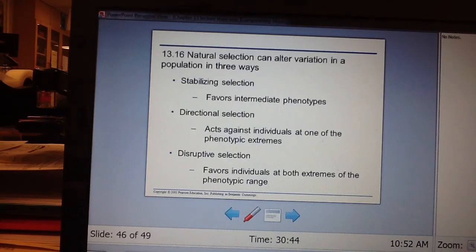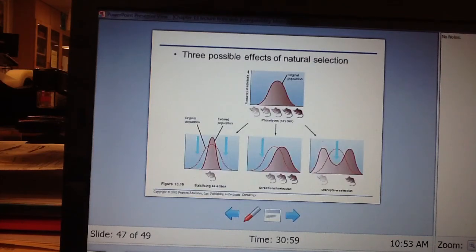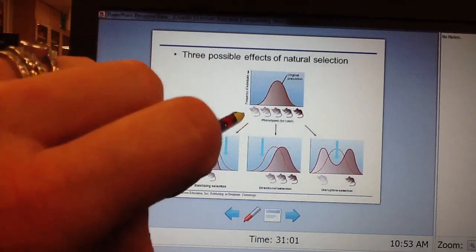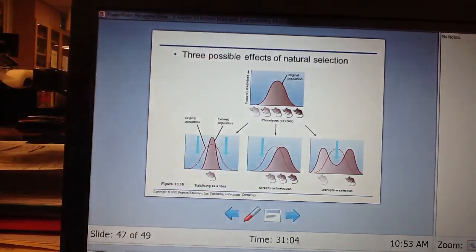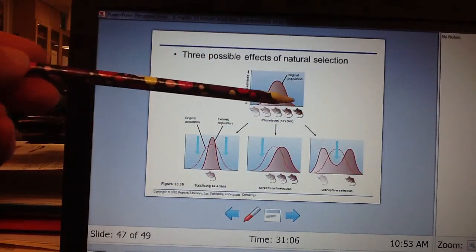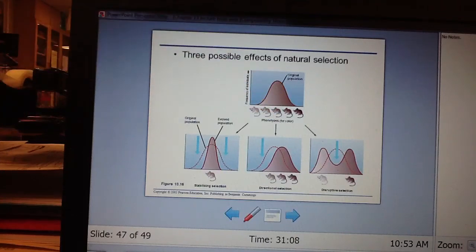Now, one of the things about natural selection is that it can change the variation that we exhibit three different ways. There's stabilizing, directional, and disruptive. And I think it's easier to understand these three in picture format. So here we have our phenotype, which is fur color of mice. So here's our original population. We have some light, some dark. Most of them fall somewhere in the middle of phenotype.